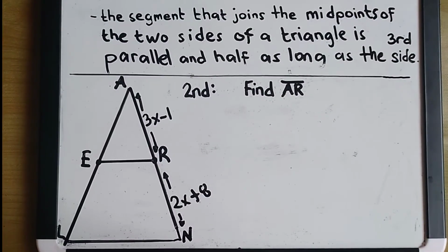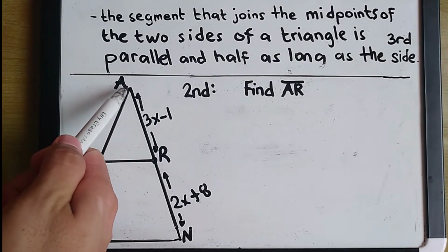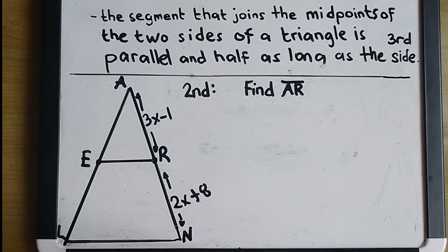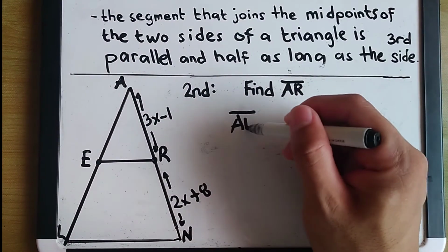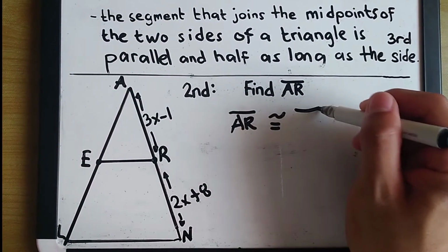For our second example, we are asked to find AR. This is our line segment AR. The given is that the measure of AR is equal to 3x minus 1, and the measure of line segment RN is equal to 2x plus 8. The theorem tells us that because of the midpoint, this side AN is formed into two equal line segments, line segment AR and RN. So we can conclude that line segment AR is congruent to line segment RN.